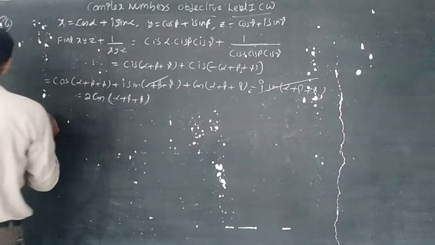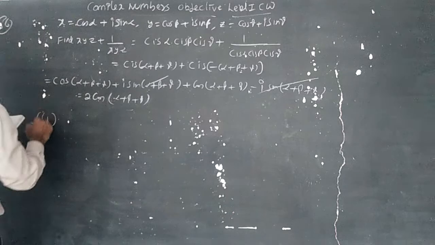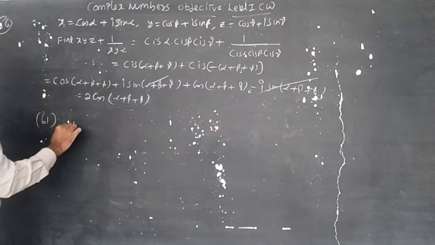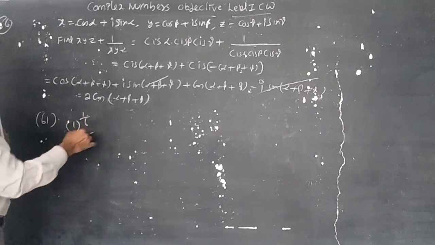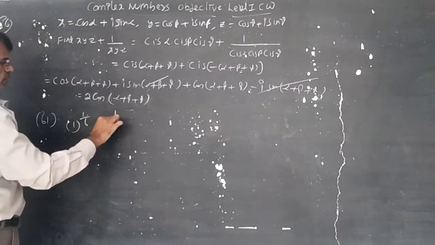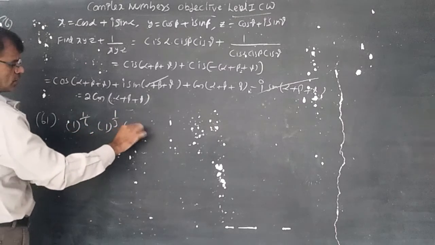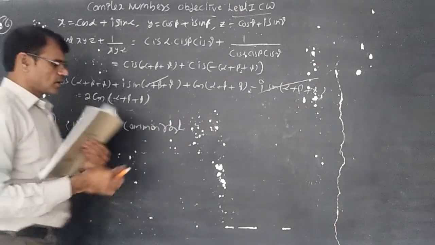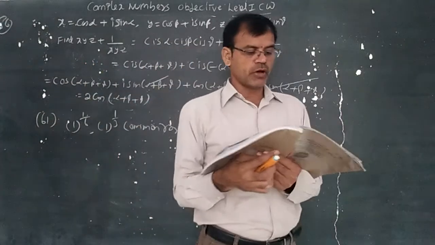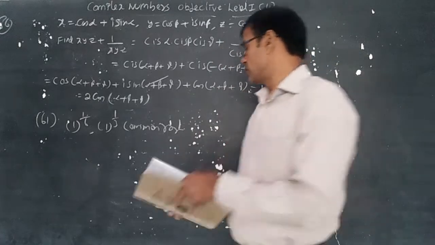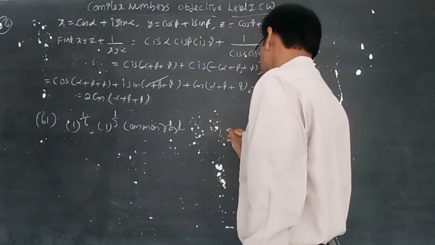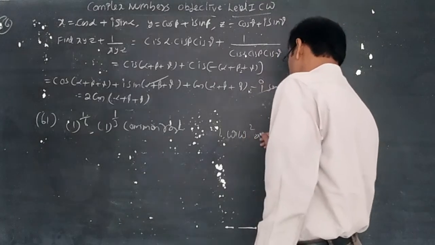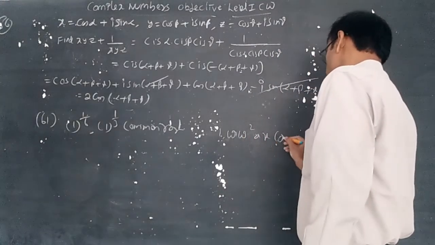61. The common roots of 6th roots of unity and cube roots of unity, of course. So 1 power 1 by 6, 1 power 1 by 3, you need to calculate the common roots. Of course, 1, omega, omega square, that's all. 1, omega, omega square are common roots.